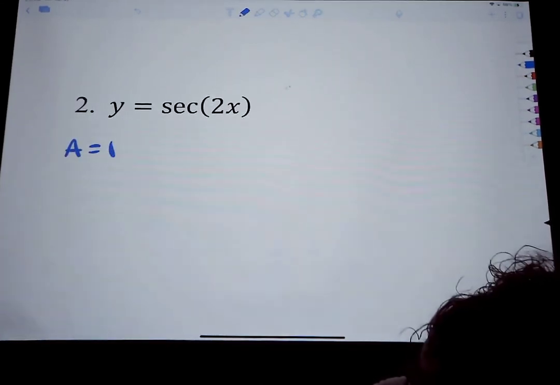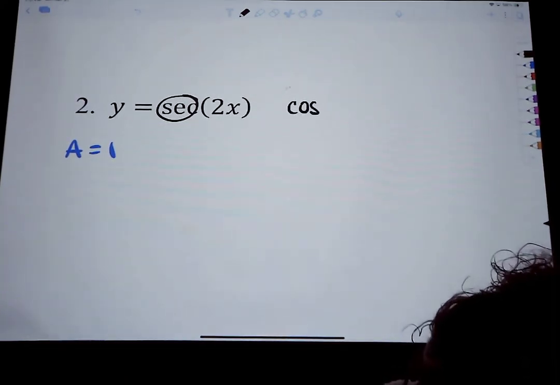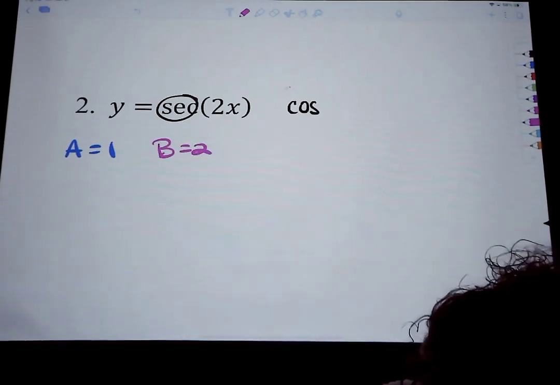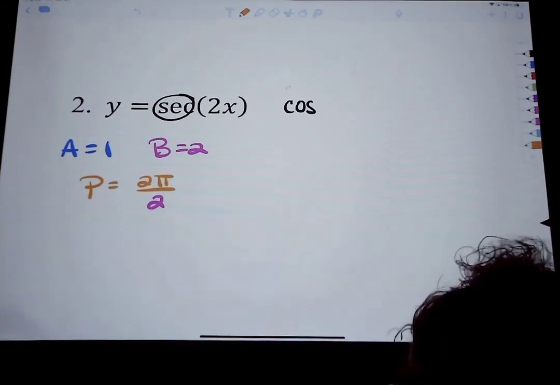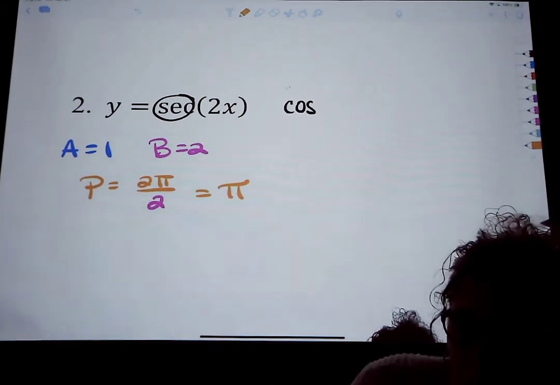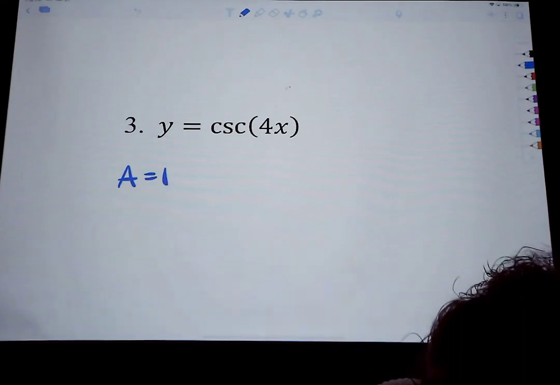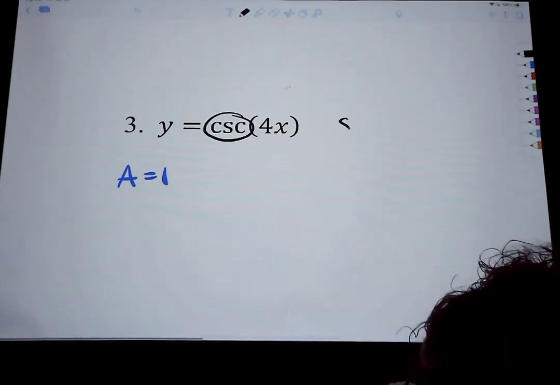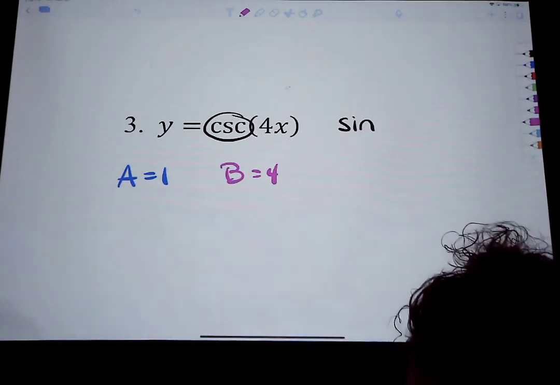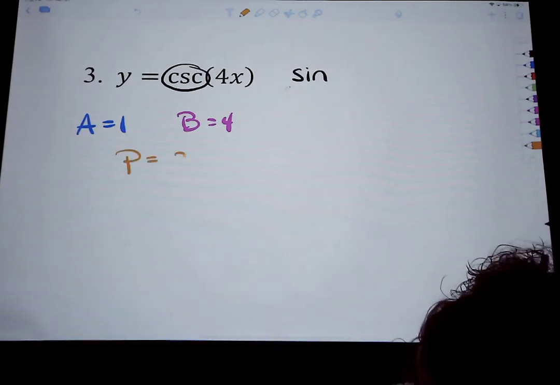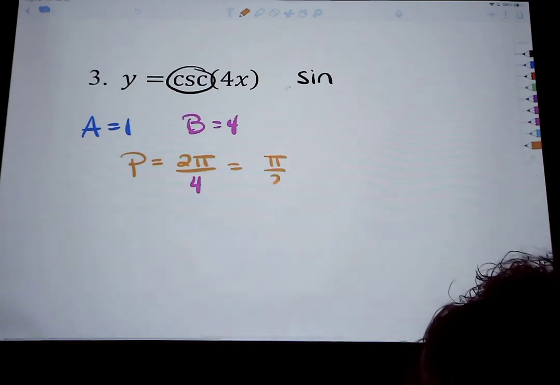Amplitude is 1. This is going to match up with a cosine graph. B is 2. Period is 2 pi over b. I got the period as pi. Next one. Amplitude is 1. Cosecant is going to go with sine. B is 4 this time. Period is 2 pi over 4, which is pi over 2.